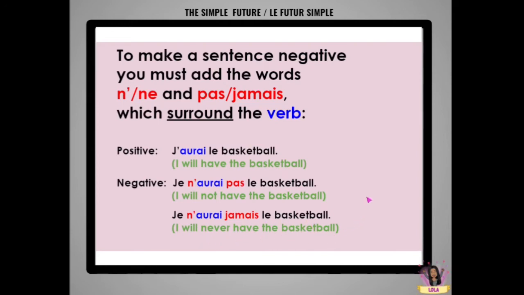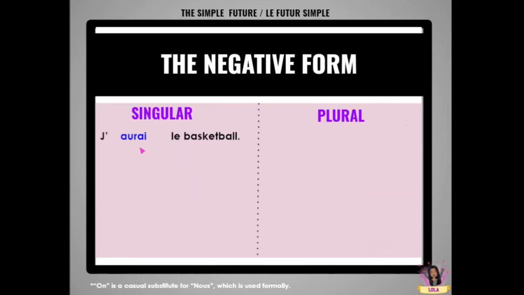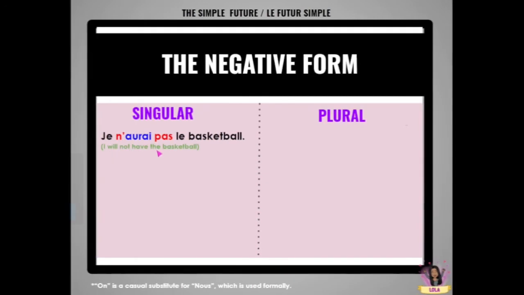Now we're going to take a look at each one of them as we go through them. So here we go again. J'aurai le basketball. Again, it's J apostrophe because aurai starts with a vowel. The J apostrophe is going to now change to JE because the N apostrophe is going to be here. So je n'aurai, and then the pas goes after the verb. So je n'aurai pas le basketball. I will not have the basketball.